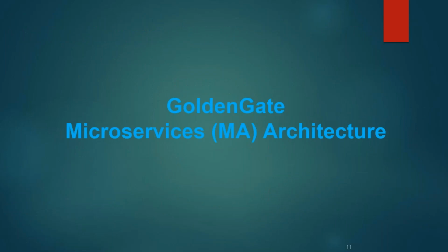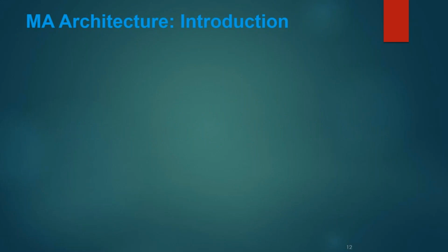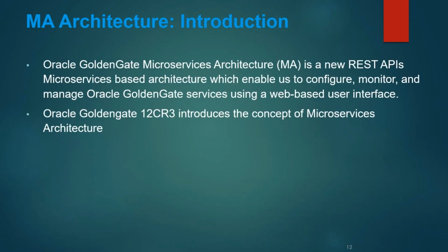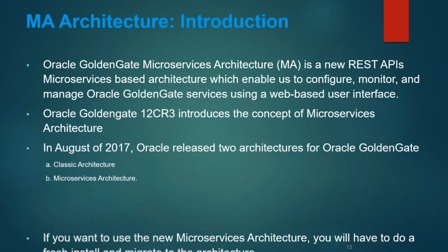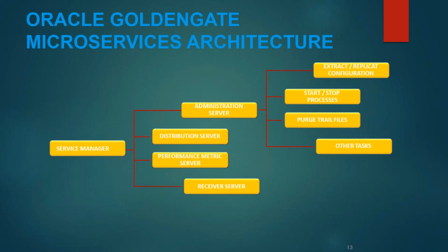Now, how does microservices architecture work, and what is Goldengate Microservices architecture? Microservices architecture of Goldengate is a REST API based architecture which was introduced from Goldengate 12c R3. Oracle Goldengate Microservices architecture is a new REST API microservices based architecture which enables us to configure, monitor, and manage Oracle Goldengate services using a web-based user interface. Oracle Goldengate 12c release 3 introduces the concept of microservices architecture.